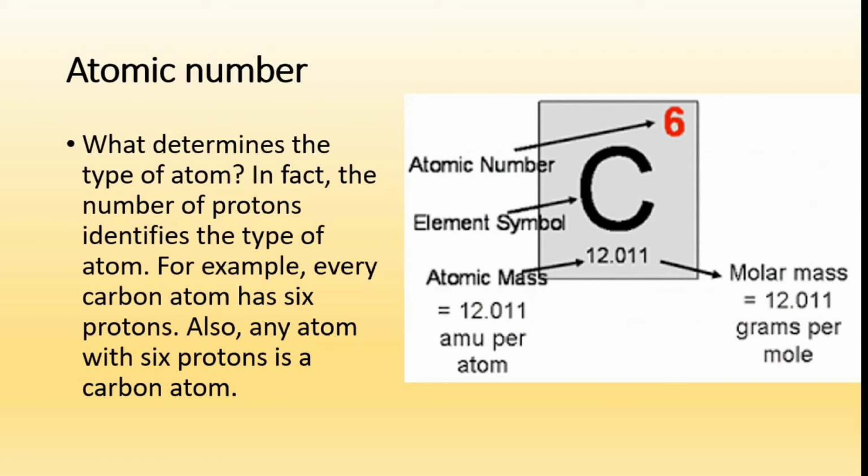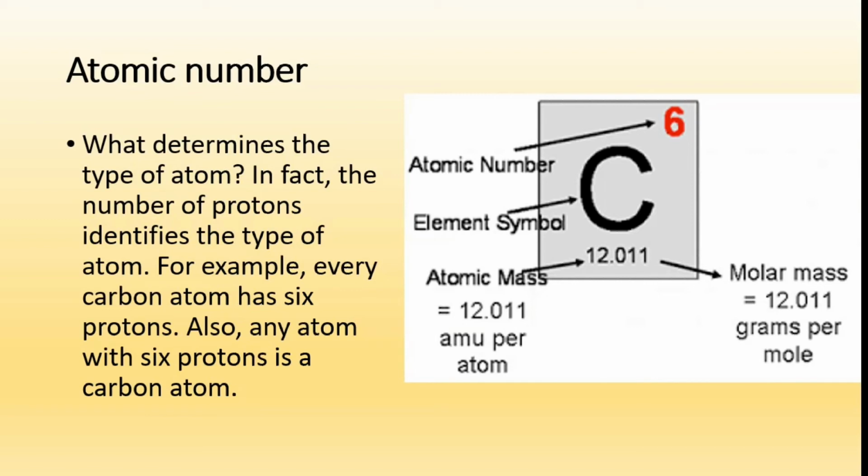Atomic number. What determines the type of atom? In fact, the number of protons identify the type of atom. I will repeat that because it's an important detail. The number of protons identify the type of atom. For example, as you can see in the picture, every carbon atom has 6 protons. Also, any atom with 6 protons is a carbon atom.